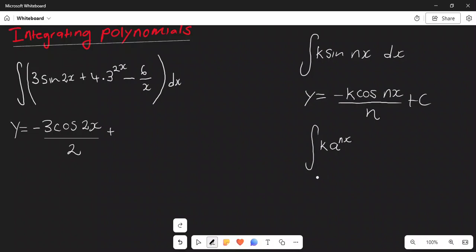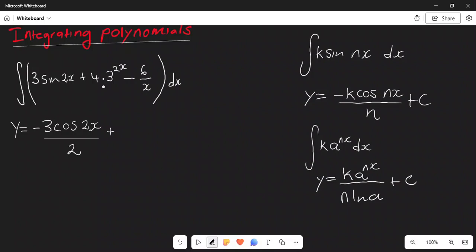And I forgot the dx here. When you integrate this one, you write k, then a to the power of nx, and then divide by the coefficient of x here multiplied by the natural log of the base, plus c. This is how you do exponential integration. If you want to understand these formulas a bit more, you can go to the description, and also you can click on the icon that appears on your top right.